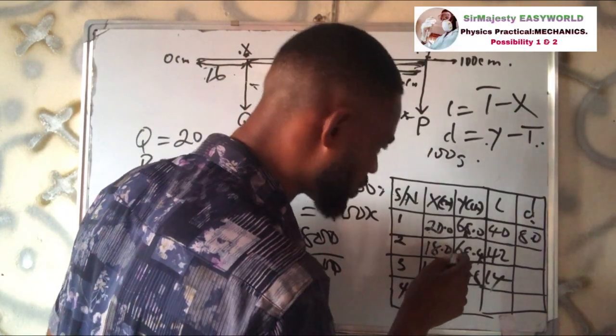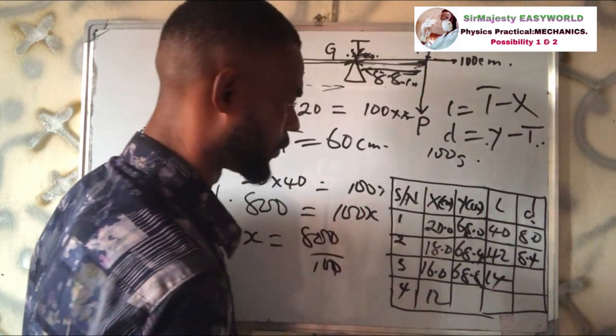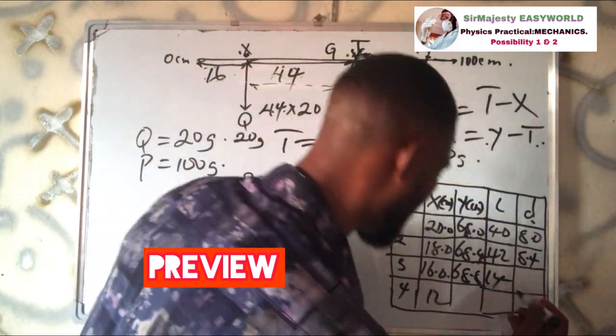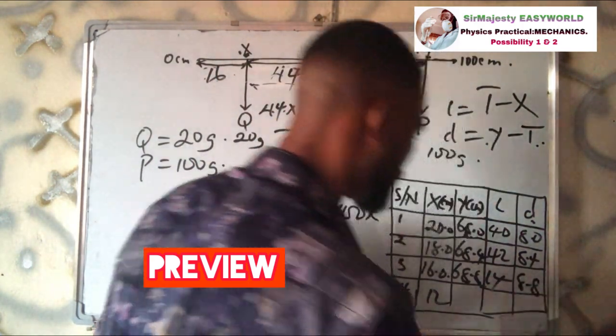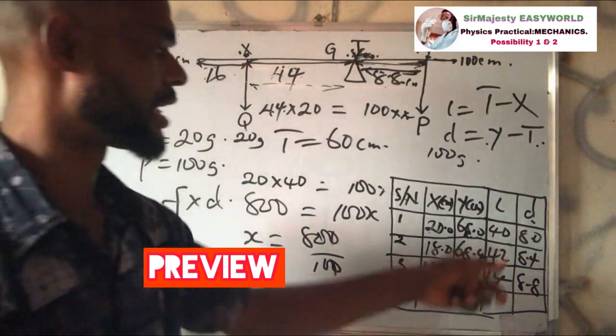68.4 minus 60, I get 8.4. Then 68.8 minus 60, I get 8.8. And so on and so forth. They fill in the gap. You see now that the table is filled. You can go straight and plot your graph.